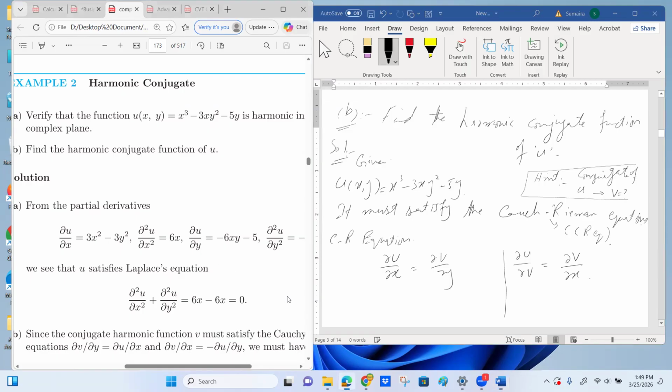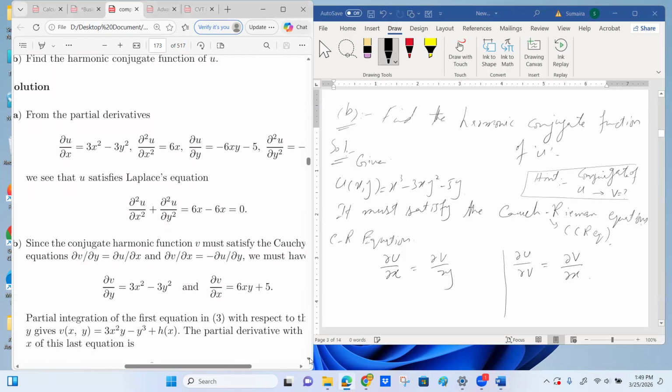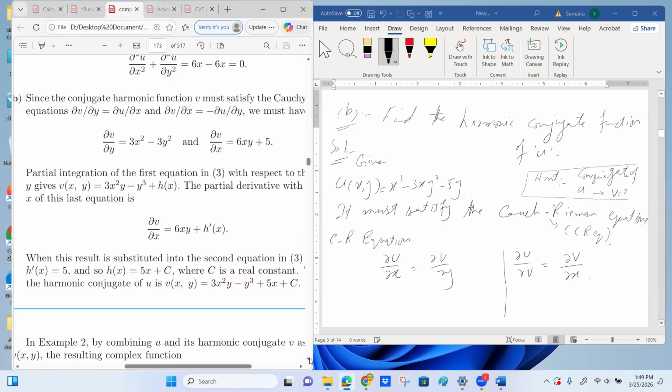Okay. For example, in the B part, I write the right hand side on the left hand side. Partial v by partial y is equal to partial u by partial x. And partial v by partial x is equal to minus partial u by partial y. Okay, these are the CR equations. Here we have only the u value. Its name is equation number 1. So I put here equation number 1.